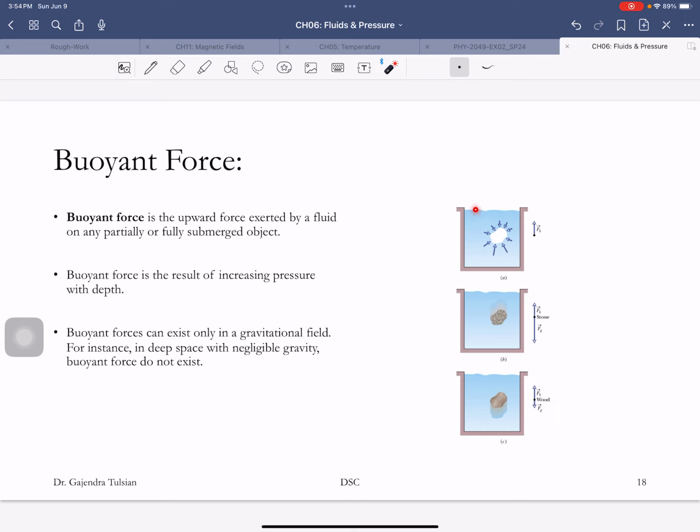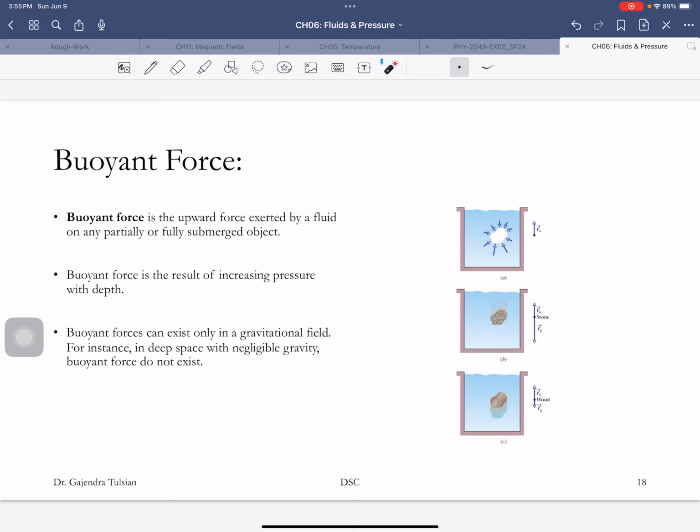All right, so now we'll talk about buoyant force. If you immerse an object in a fluid, it will feel an upward force. That happens because as you go deeper in a fluid, the pressure increases. So at a deeper point, the pressure is higher, and so there's a net upward force. The force at the bottom is higher than the force at the top, so there's a net upward force acting on the object, and that's the buoyant force.